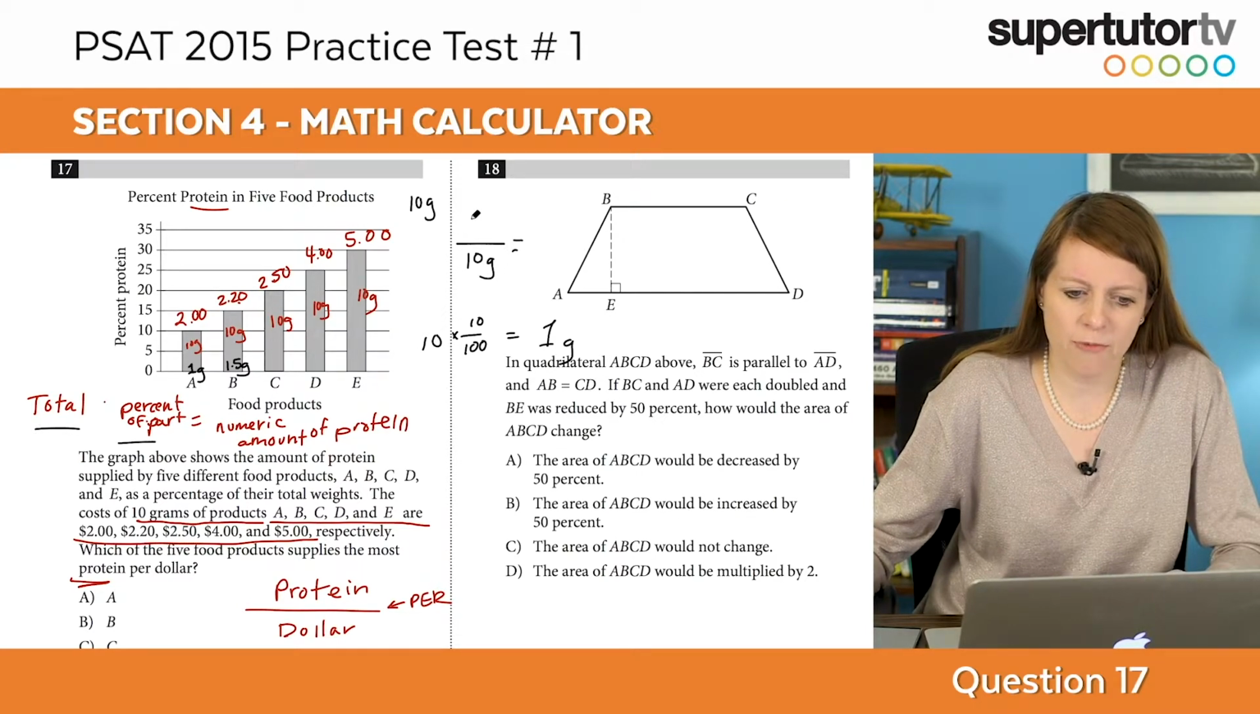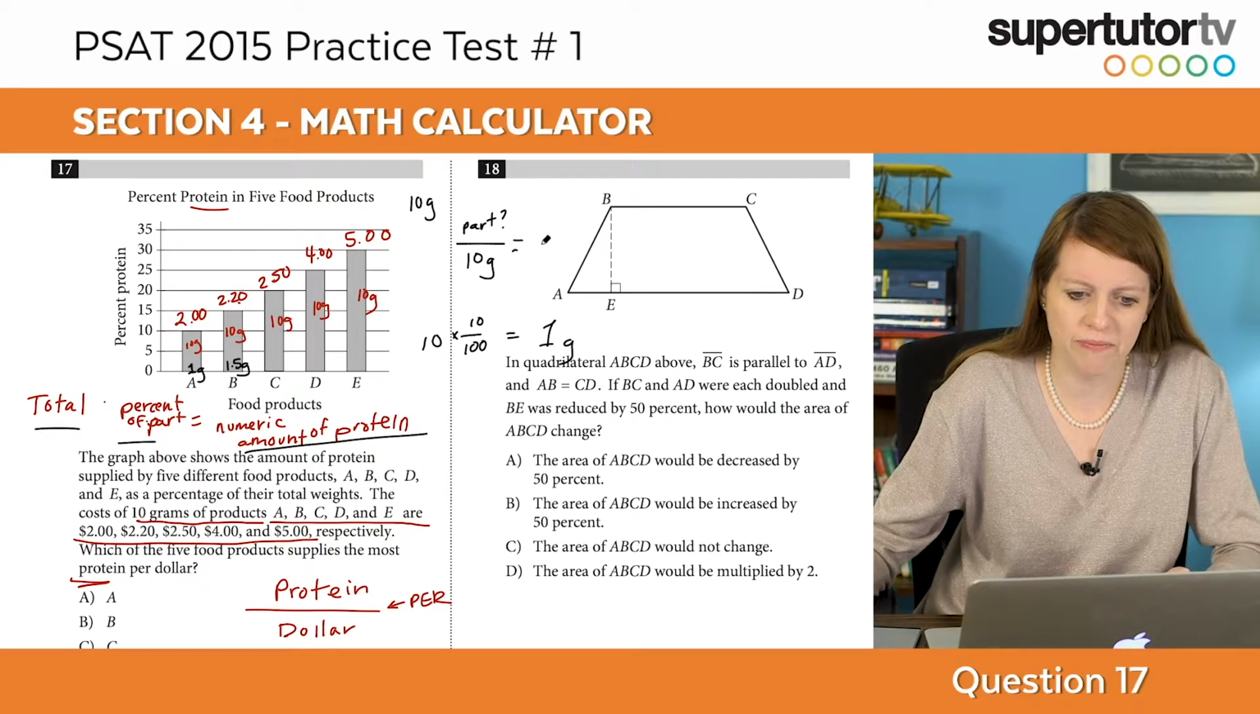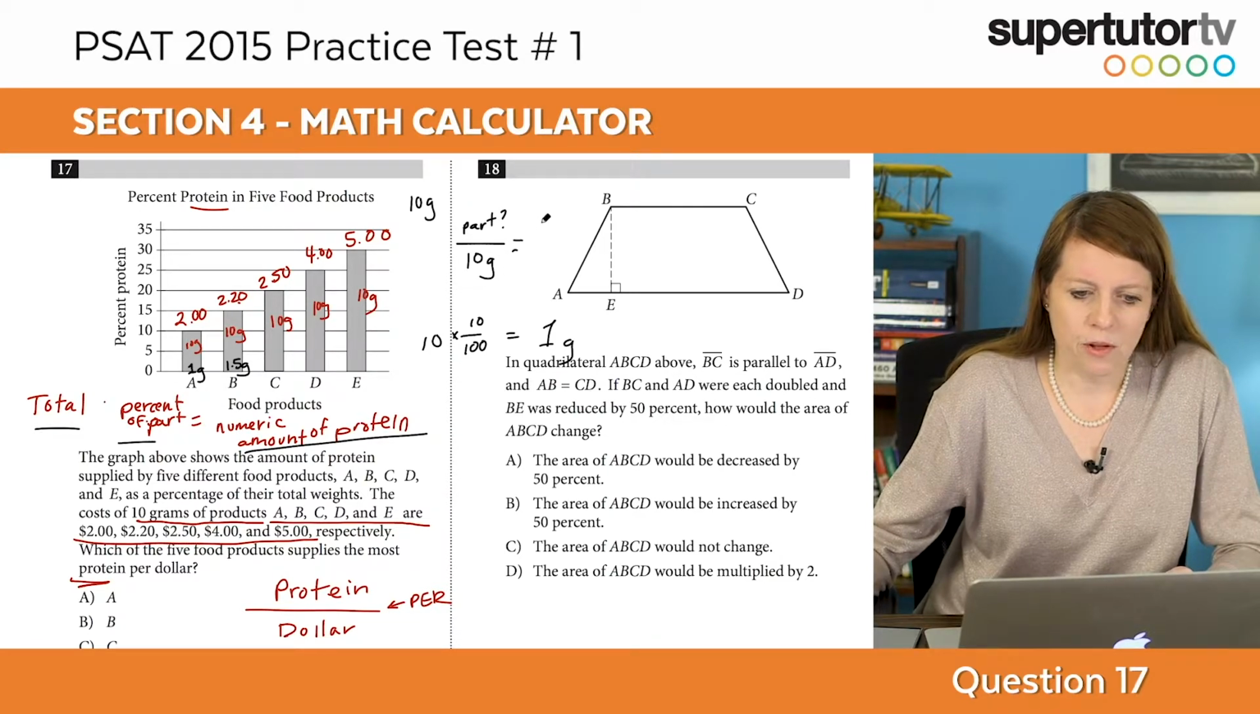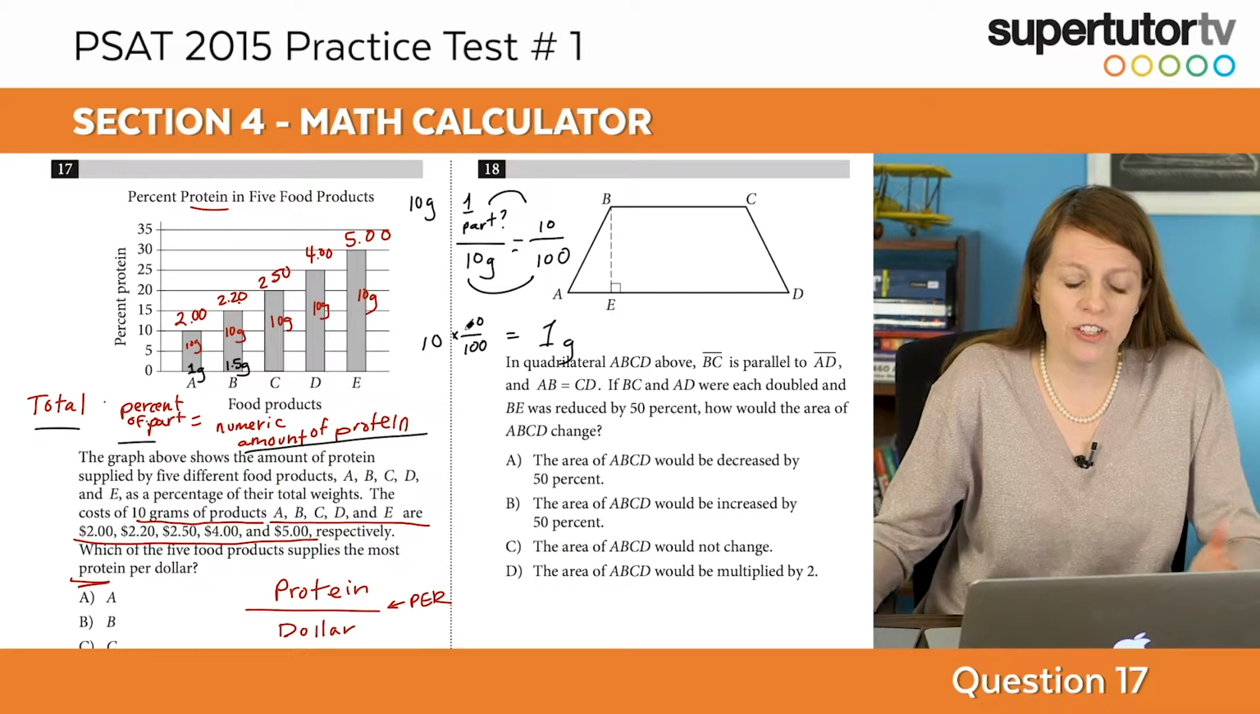If I have 10 grams, I have part over whole, and the part is what I want to solve for. I want to know the part, the numeric amount of protein, that part that's protein out of the total, equals 10 over 100. So I could also do something like this and then say 10 times 10 is 100, and what times 10 is 10? 1, right? So that would be 1. So you could also do this with a percent proportion.